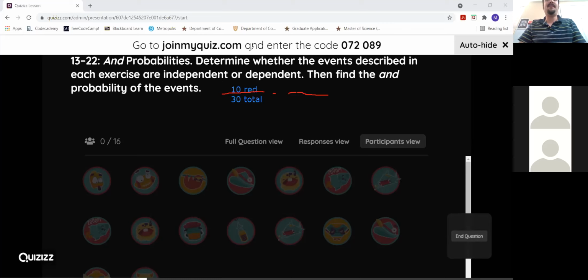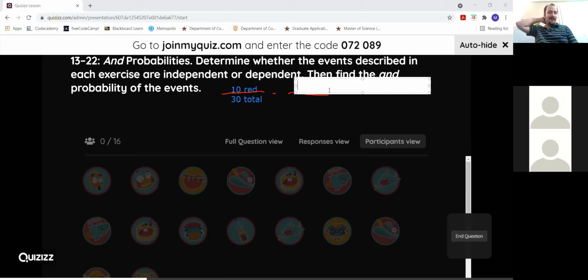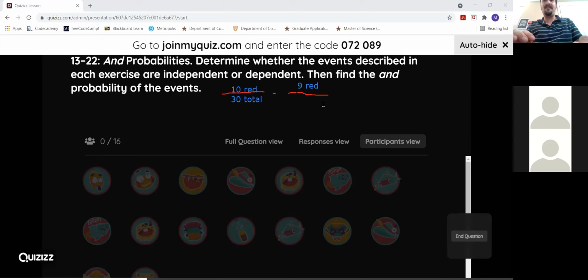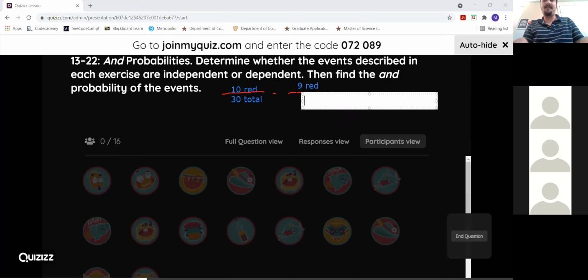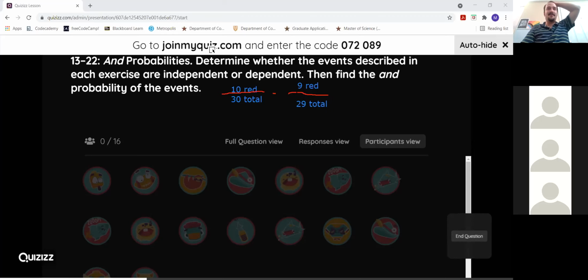I take out a red M&M, I eat it up. Now how many red M&Ms do I have in the bag? 9. I have 9 red. And then how many total do I have? 29. There's my scroller. 29 total. Okay, I did 2 of them. Now I think we just have to do the 3rd one and figure it out.